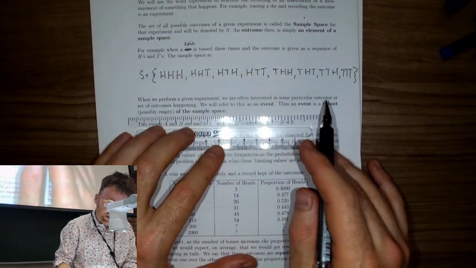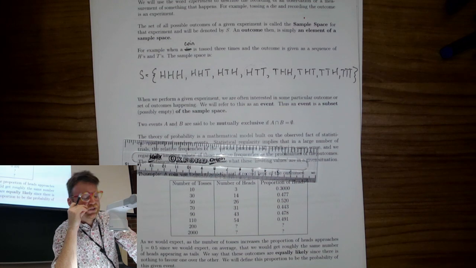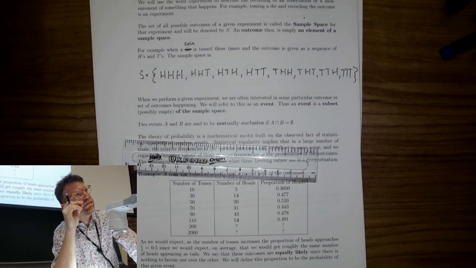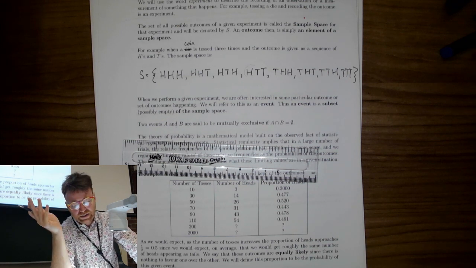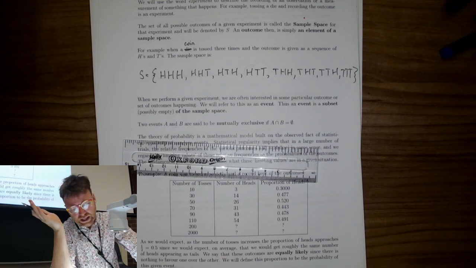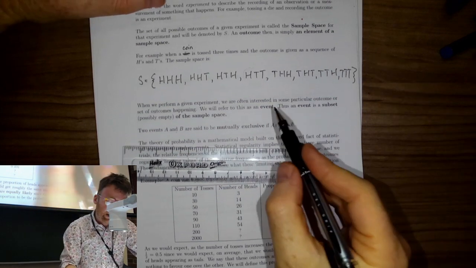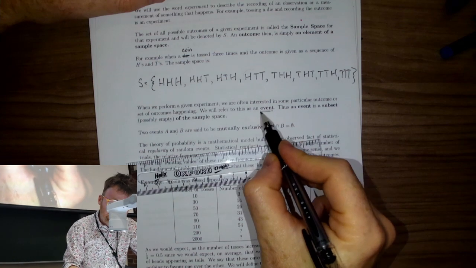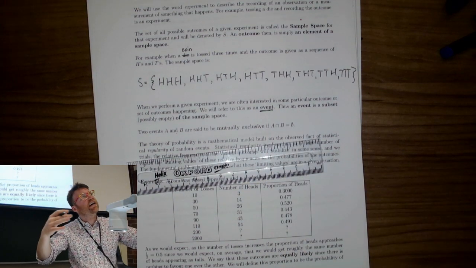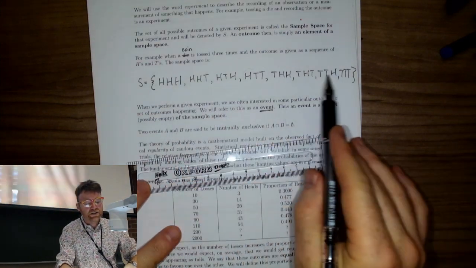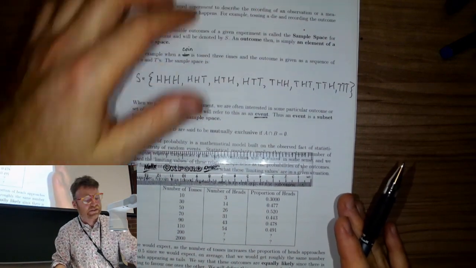When we perform the experiment, we are often interested in not just one outcome, but perhaps a whole range of outcomes. You might want to talk about the outcomes where there's an even number of tails, or the outcomes where there's all heads or all tails. And that collection is called an event. And events are typically what we're interested in. They're subsets, not individual elements, but subsets of this space.